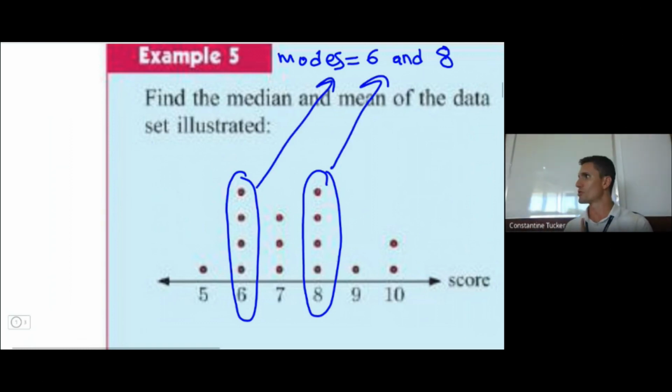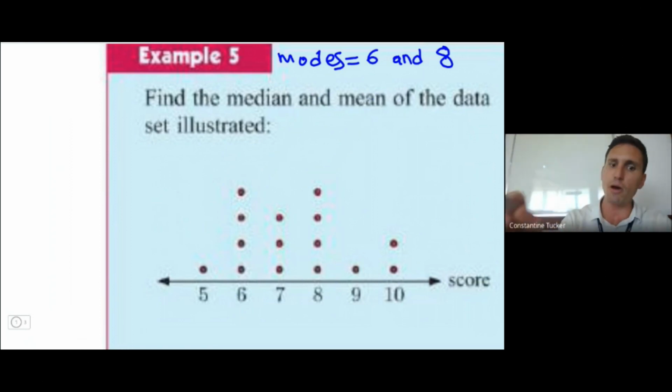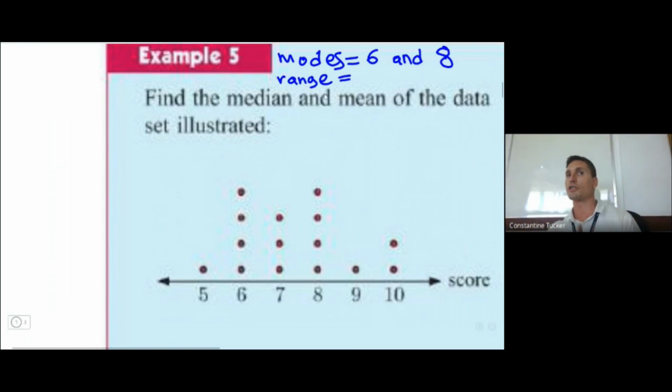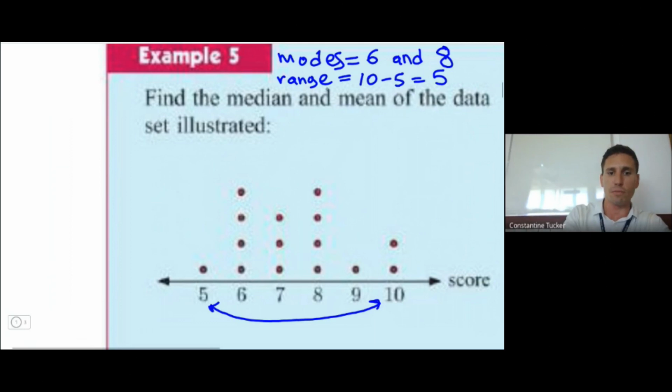Now, moving on to finding the range. This is a bonus question, the textbook hasn't asked this, but now I'm asking you. The range is normally the largest value minus the smallest value. The largest value is 10. So we do 10 minus, what is the smallest value? 5. So 10 minus 5 is 5. So the range is how far we go from one end to the other.